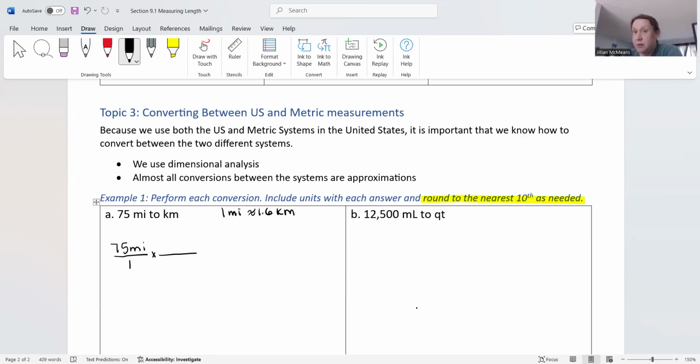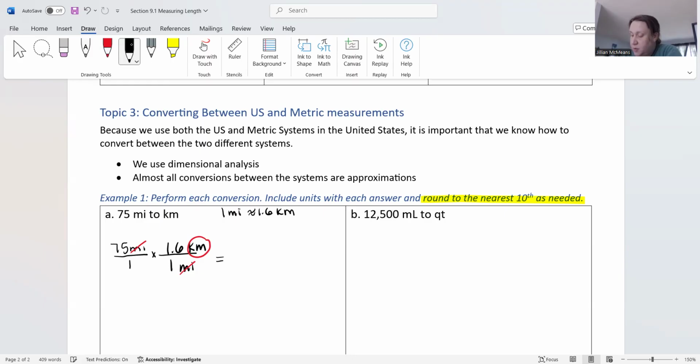In this case, we need the miles to cancel and we need our final unit to be kilometers. So in order to get miles to cancel, that means miles have to be on the denominator of my unit fraction. So I've got 1 mile is approximately 1.6 kilometers. And now you can see the unit miles cancel, leaving me with a kilometer in the numerator, which is exactly what I want. So I just want to clean up the math a little bit.